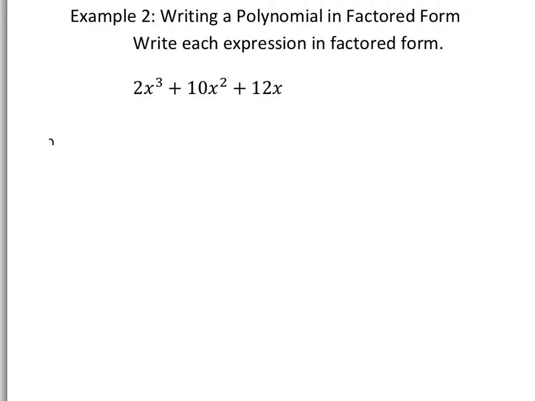To start out factoring, you look for a greatest common factor. What's common between all 3 terms? There's a 2 and an x that go with all of them. We want to bring that out to the front. In order to do that, you have to divide everything inside.